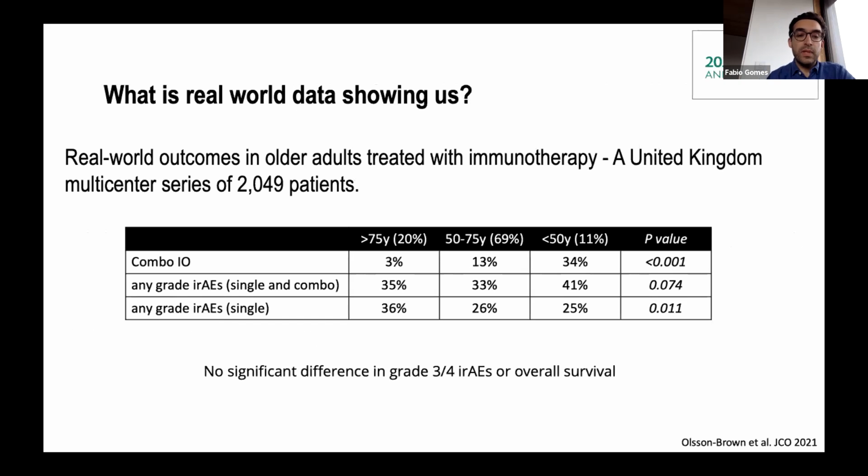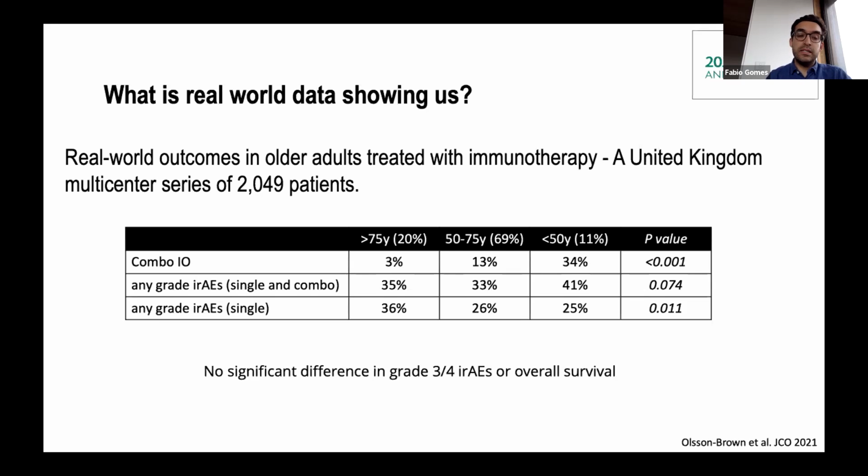And there was a nice publication that just came out with ASCO, looking at real-world outcomes from patients with immunotherapy in the UK. This was a multi-center study looking at over 2,000 patients, with different age categories: patients over 75 years, 50 to 75, and under 50. They included patients getting single agent immunotherapy or combinations, and you can see that as the patients got older, the likelihood of clinicians offering them a combination of checkpoint inhibitors decreased. Only 3% of those over 75 were being offered a combination.